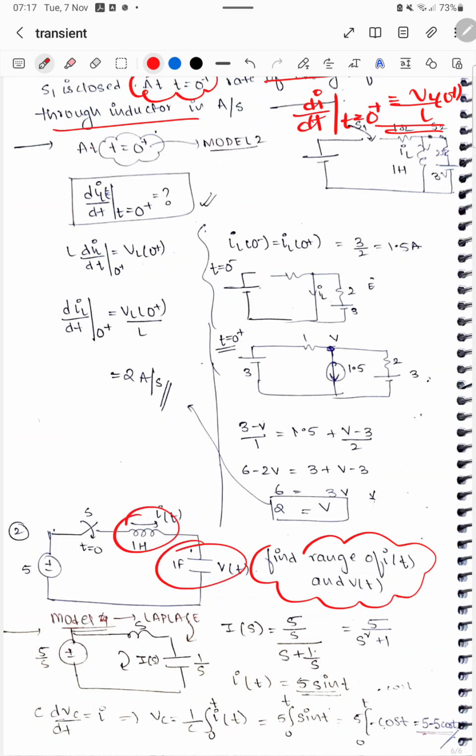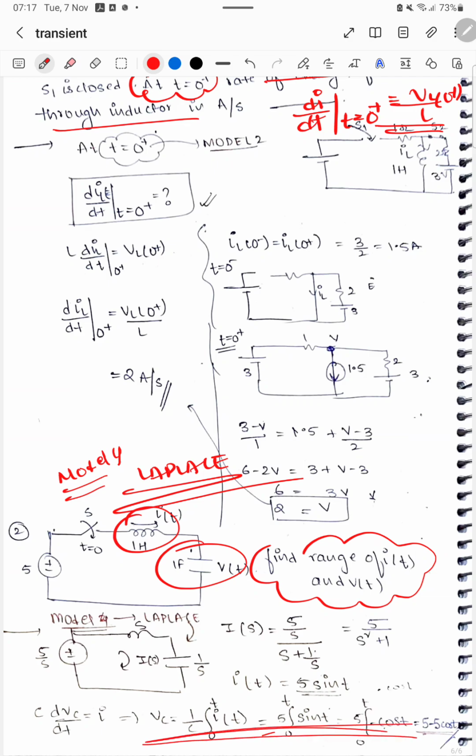This is a second order system. Second order means this is nothing but model number 4. What we will be doing is Laplace. We will be finding IT and VT. Okay, very simple. With this we can stop this lecture.